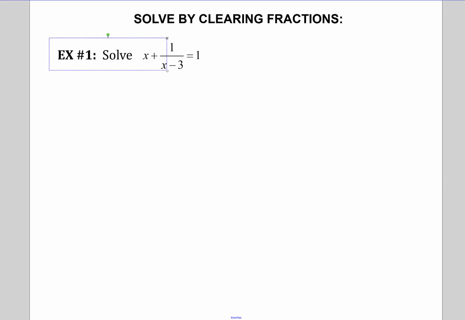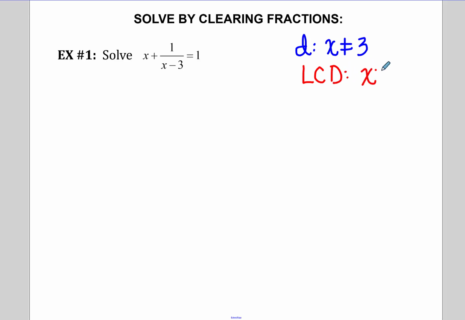Okay, in this case, you have three fractions: x divided by 1, 1 divided by x minus 3, and 1 divided by 1. We can tell by looking at that equation that the domain is restricted at positive 3. We would not be allowed to have positive 3 for a solution. And our least common denominator is going to be x minus 3, since the other two denominators are 1. So what we would want to do is multiply x minus 3 on both sides of the equation.